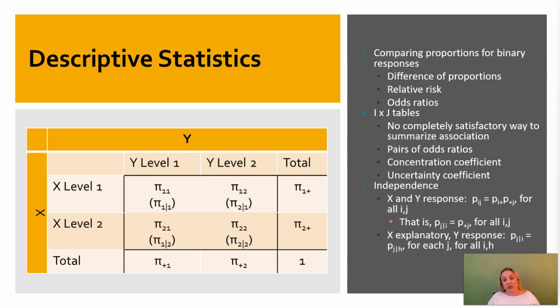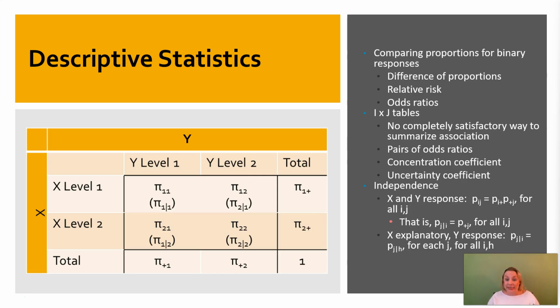So here we're looking at the descriptive statistics when we're comparing the proportions for binary responses. So that can be differences in proportions, relative risks, and odds ratios. We're going to do an I by J table because there's not really a completely satisfactory way to summarize this association. But when we do it this way, we can use them to get pairs of odds ratios, concentration coefficients, and uncertainty coefficients. Then when we're looking at independence of variables, we can look at our X and Y variables or responses for all of the levels.